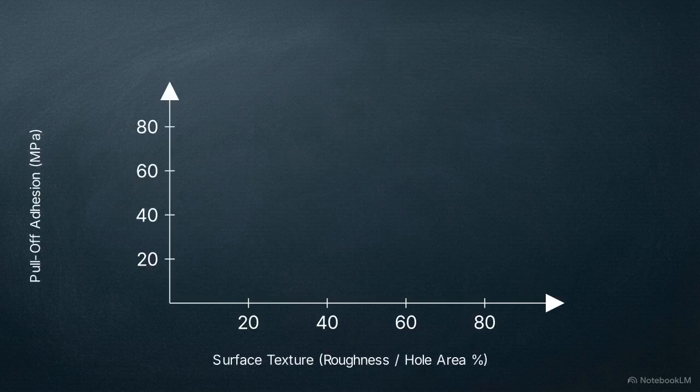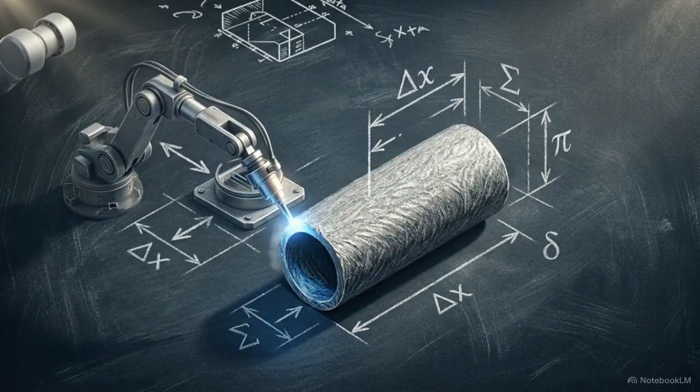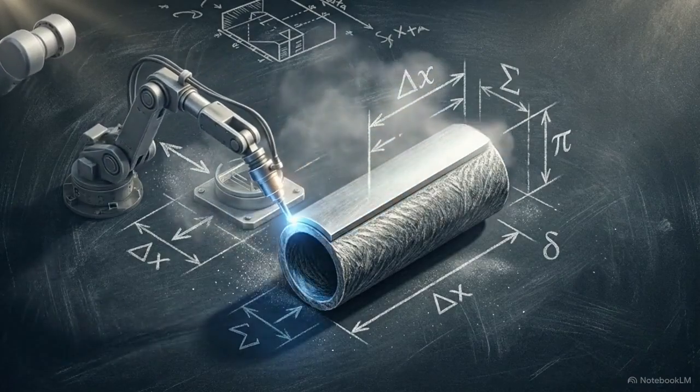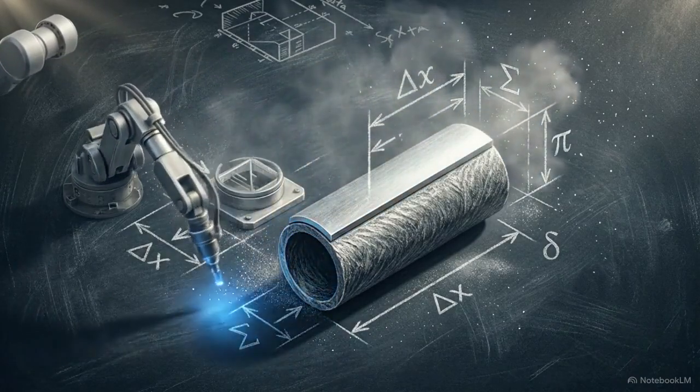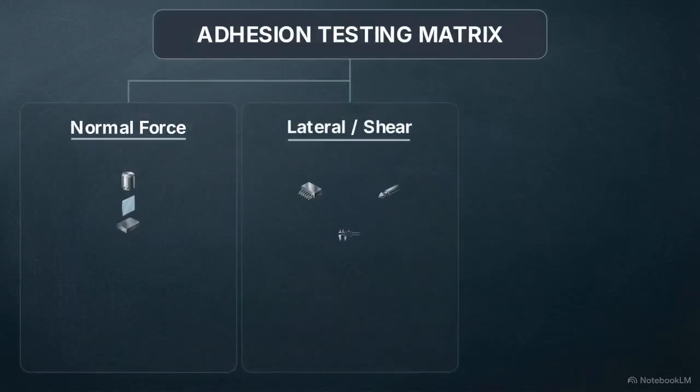Engineers use Pearson correlation analysis to prove this relationship mathematically. A Pearson correlation is a statistical measure of how closely two variables move together. In this case, it shows a direct link between concrete substrate roughness and ultimate pull-off adhesion strength. Surface preparation techniques and the specific standardized tests used to measure them are inextricably linked variables in the equation of interface integrity. This returns us to our testing decision matrix.